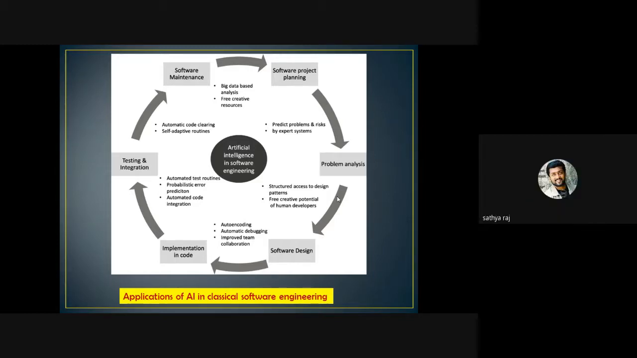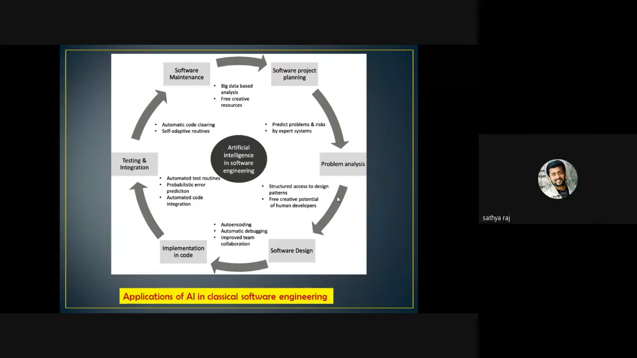In software and project planning, we have to predict problems and risks by expert system and structured access to design patterns, the creative potential of human developers, auto encoding, automatic debugging, and improved team collaboration.